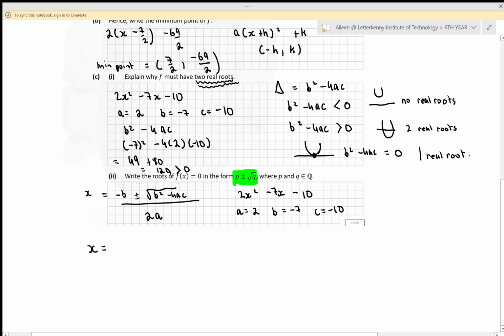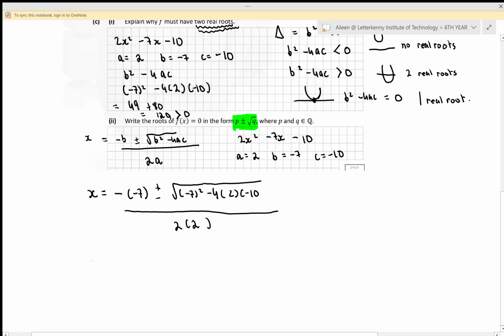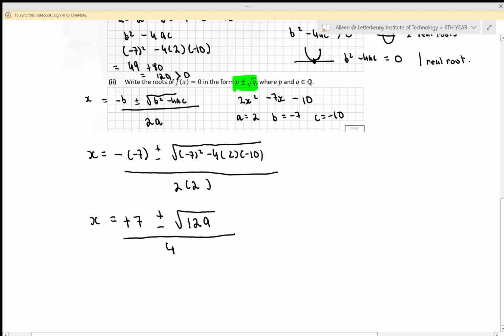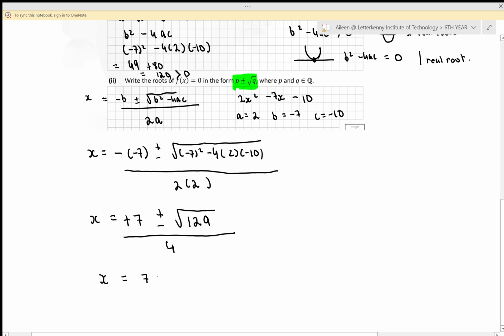Substituting these values into our quadratic formula gives us minus minus 7 plus or minus the square root of minus 7 squared minus 4 times 2 times minus 10, all over 2 times 2. Okay, let's multiply this out and find our roots. Minus times minus 7 gives me plus 7, plus or minus the square root of 129, because that's our discriminant value, it's the same thing, all divided by 2 times 2, which gives us 4. This gives me values of x as x is equal to 7 plus the square root of 129 over 4, and x is equal to 7 minus the square root of 129 over 4.